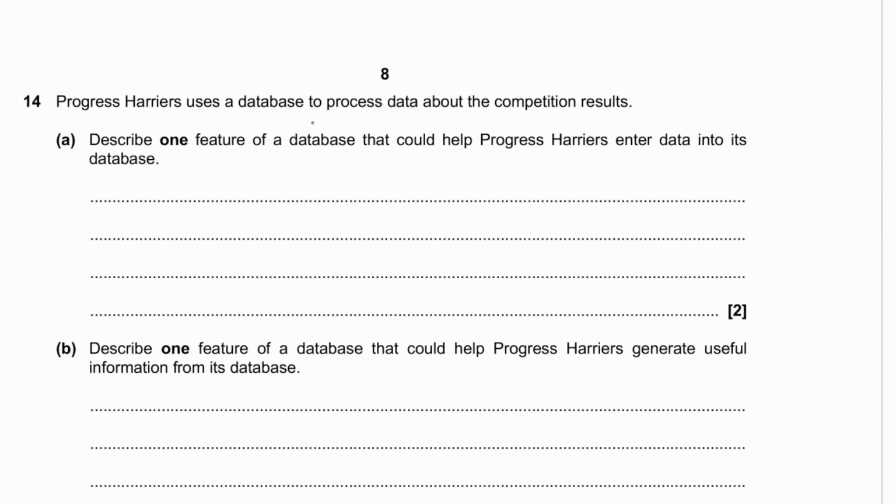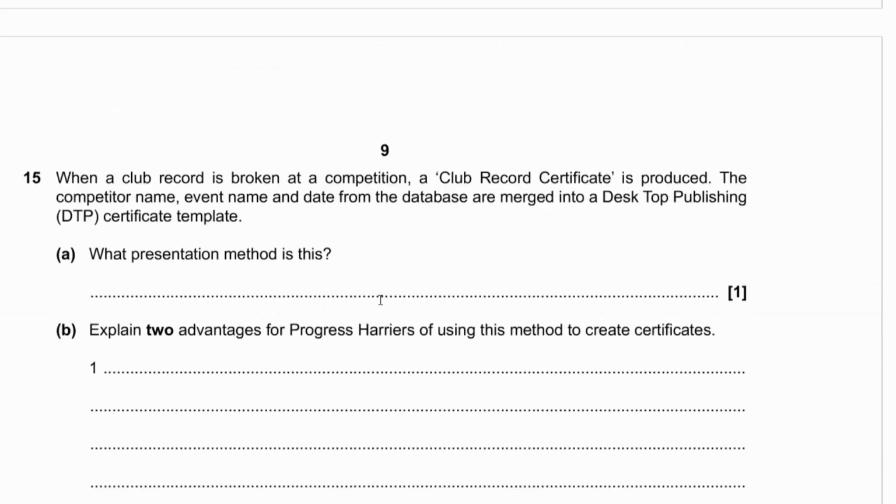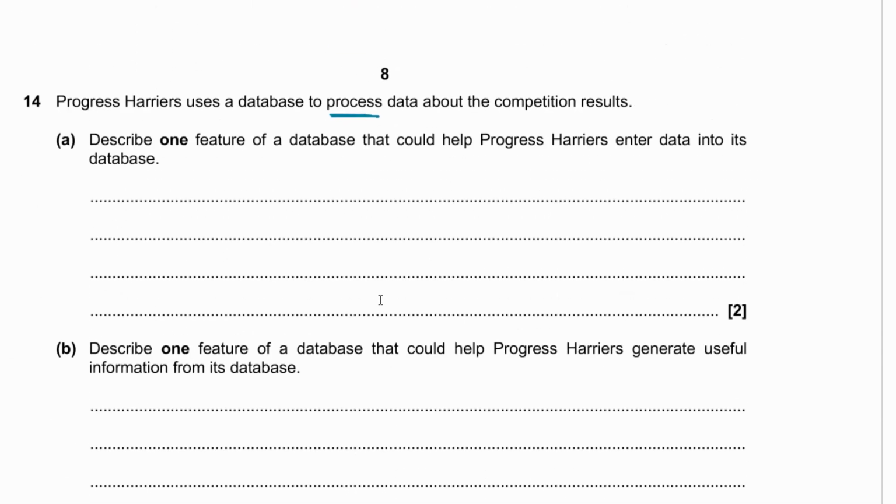So we're still on this scenario. They use a database to process data about the competition results. The reason why when I went through this now, I was kind of surprised at processing. You don't usually process data in a database. It's more just for storing data, but no matter. We need to describe one feature of a database that could help officials enter data into its database. So just in terms of how we can enter data, and I will say these questions on databases versus spreadsheets tend to be answered quite poorly. If you've had a chance to answer the assignment, R013, using either a spreadsheet or database, or both ideally, they really help with these questions, so you can understand the key features.